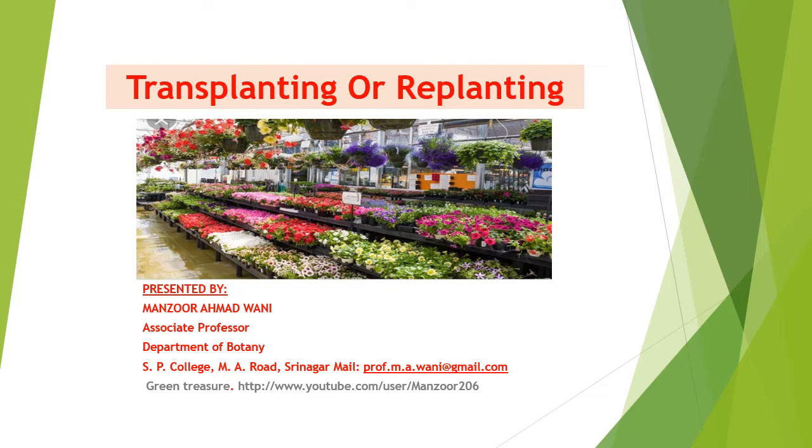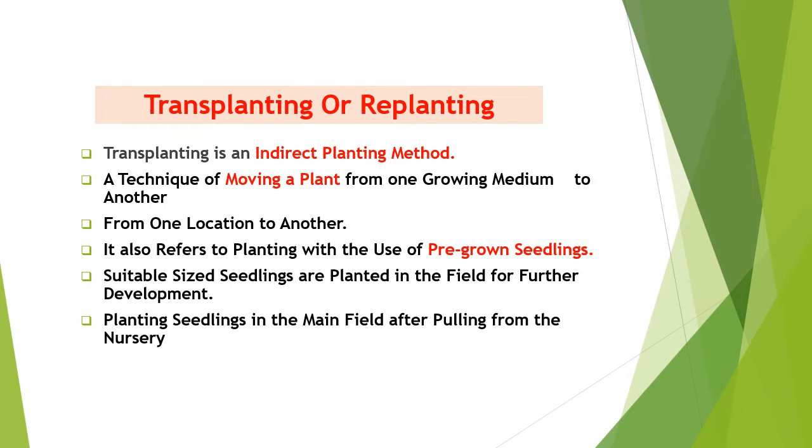So let us first of all understand what we mean by transplanting. Transplanting is an indirect planting method and is a technique of moving a plant from one growing medium to another, from one location to another. So it's a simple term, replanting or transplanting. It also refers to planting with the use of pre-grown seedlings.